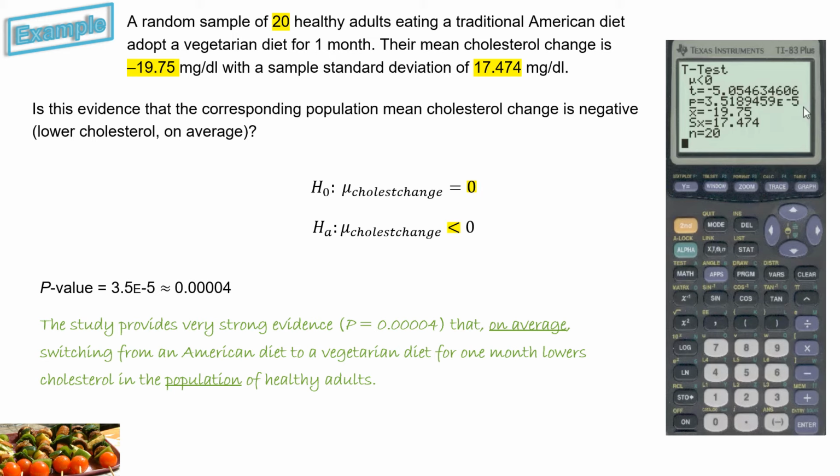Therefore, the study provides very strong evidence with a p-value of 0.00004 that on average, switching from an American diet to a vegetarian diet for 1 month lowers cholesterol in the population of healthy adults. There are many ways to write this as a sentence, as long as it is clear that the conclusion is about the mean mu of the population of interest. That means that we're talking about the change in cholesterol on average, or the mean change in cholesterol, and that's due to all healthy adults who switch diet, or the population of healthy adults after they switch diet.